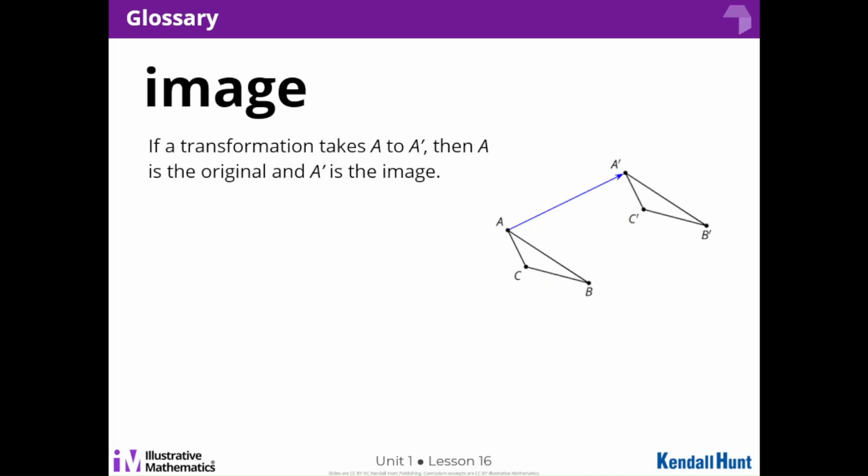The next term is image. When you do a transformation, your original shape is the original, and the one that you create is now the image. So here on the right, we have triangle ABC. That's the original. It is translated up and to the right, creating triangle A prime, B prime, C prime, and that one is the image.